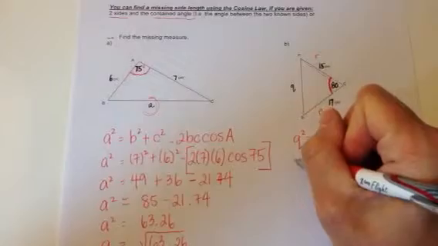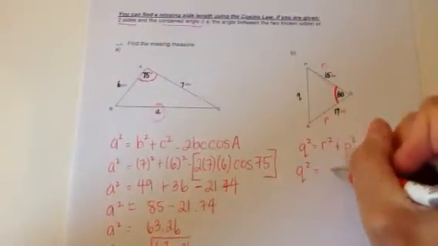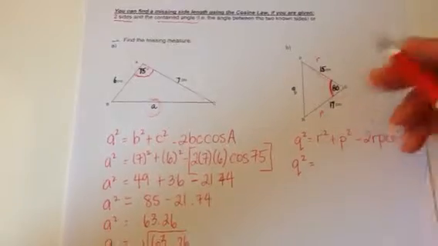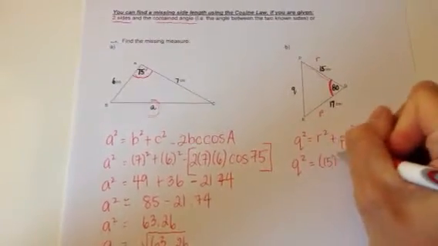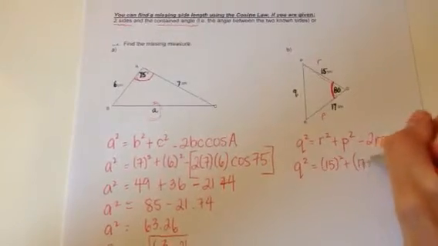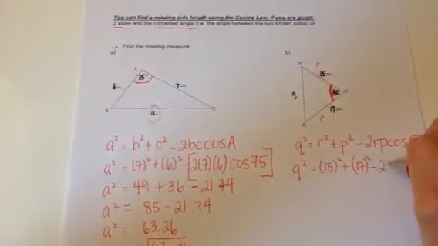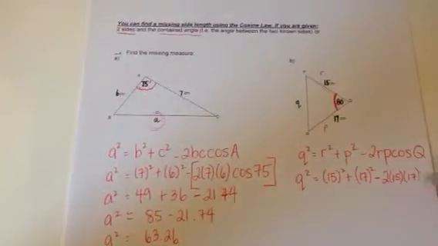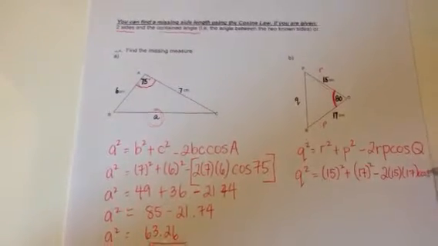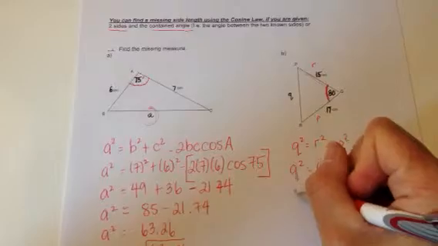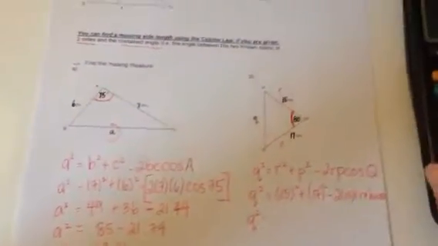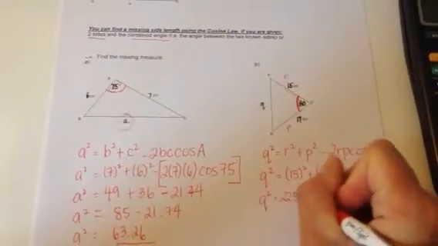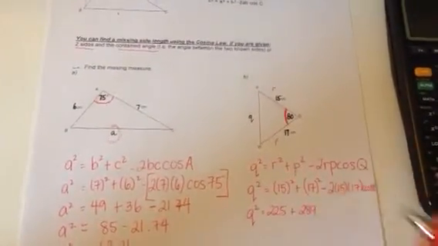Okay, so let's plug in our values and solve. So our R value here is 15, 15 squared. Our P value is 17, so 17 squared minus 2 times 15 times 17. Oops, I'm running out of room here. And then cos of 80. There we go. Okay, so 15 squared is 225. 17 squared, 289. So plus 289.